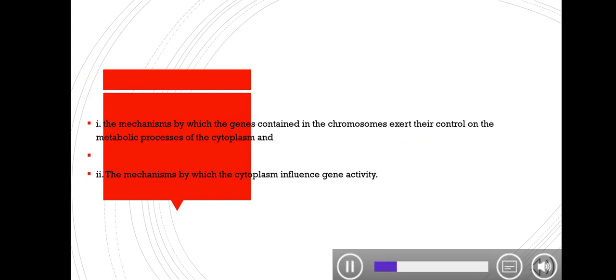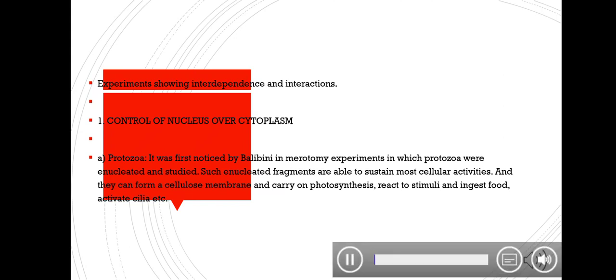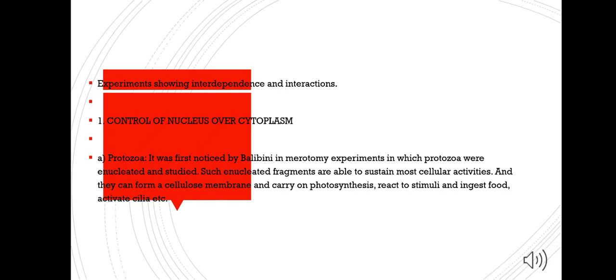First, the mechanism by which the genes contained in the chromosome exert their control on the metabolic process of cytoplasm, and the mechanism by which the cytoplasm influences gene activity. Experiment showing interdependence and interaction. Control of nucleus over cytoplasm.